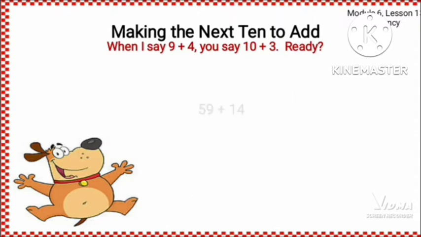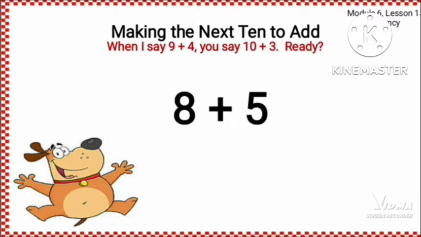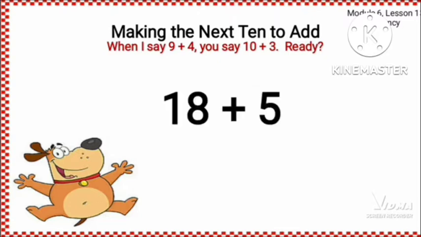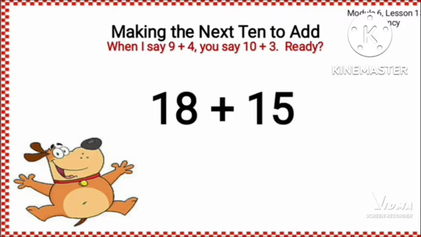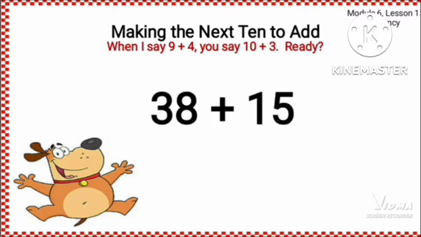Here's another one. 59 plus 14. 70 plus 3 equals 73. 8 plus 5. 10 plus 3 equals 13. 20 plus 3 equals 23. 30 plus 3 equals 33. 50 plus 3 equals 53.